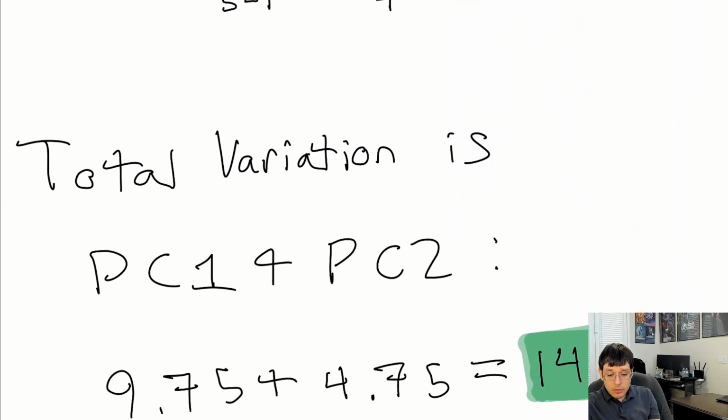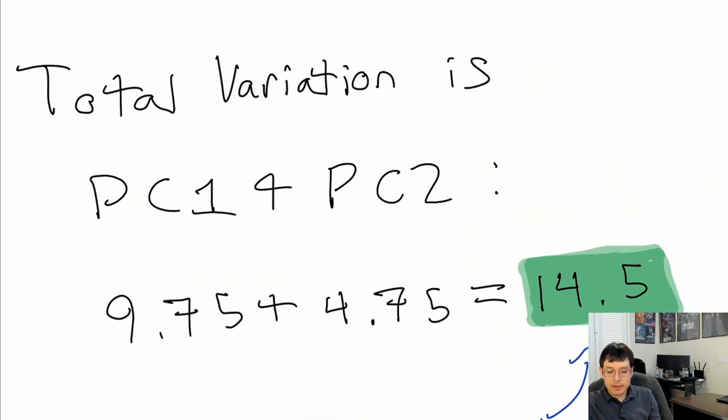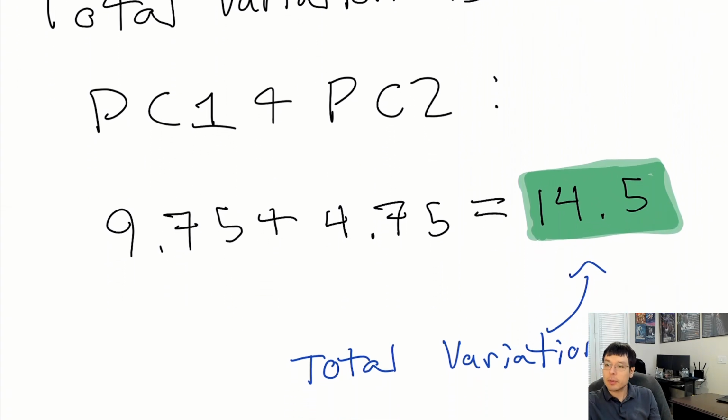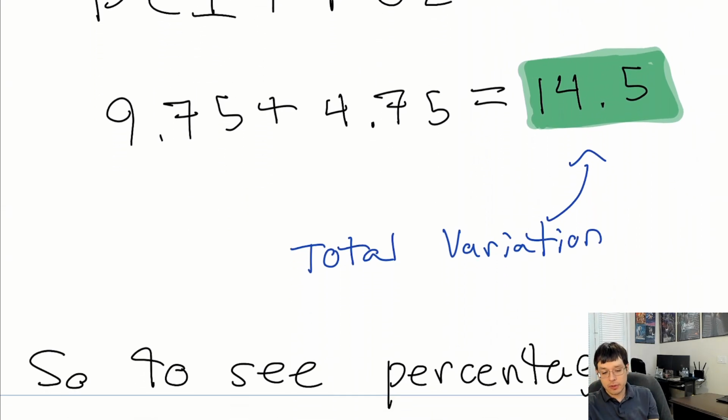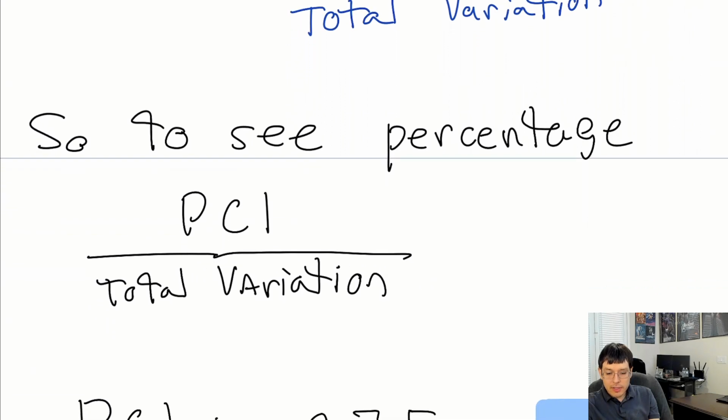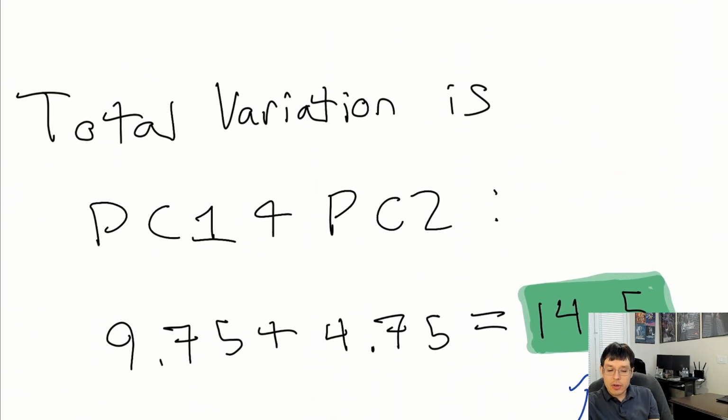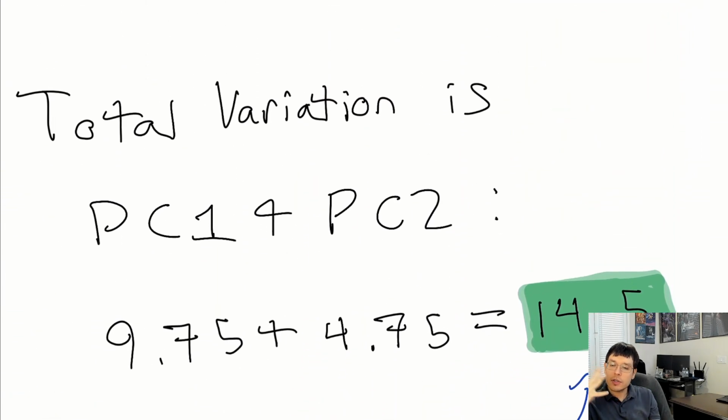Okay, so what is my total variation? The total variation is just adding up all the variations of all the principal components. In this case, I take 9.75 and 4.75, add them together, and get 14.5. That's known as the total variation. Once I've got the total variation, let's analyze how each principal component's variation fits into the big picture.